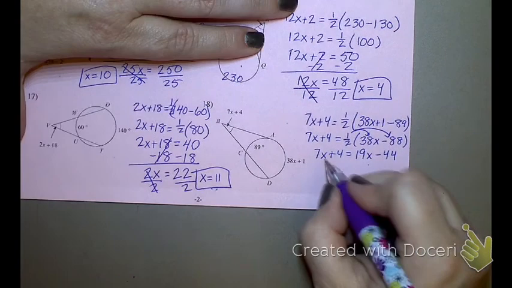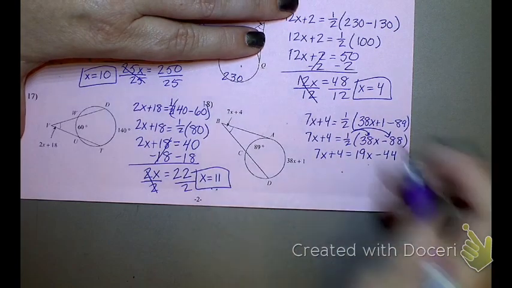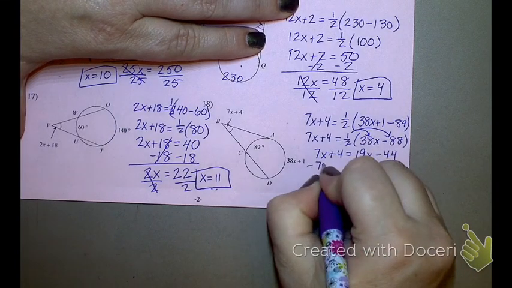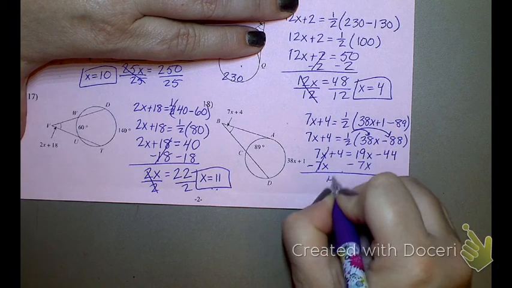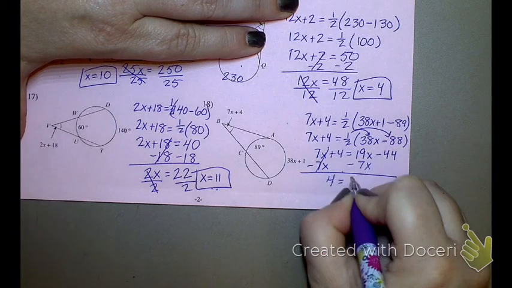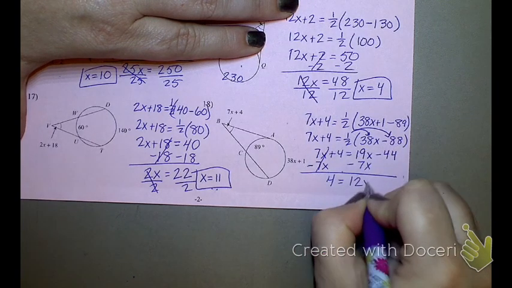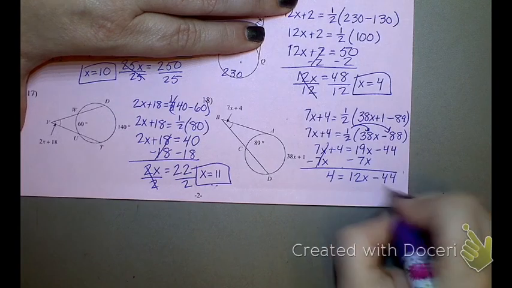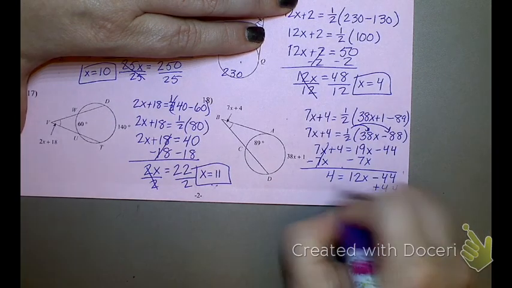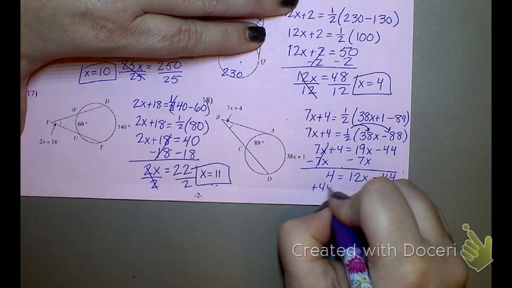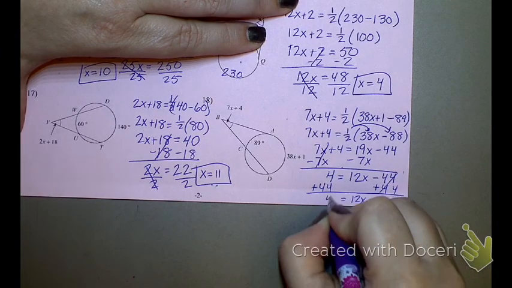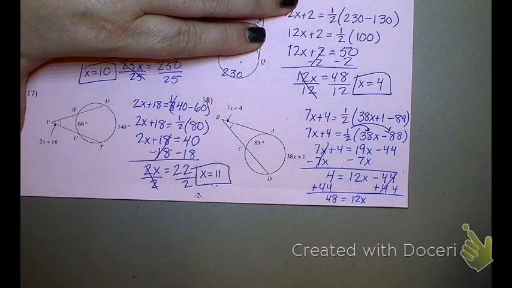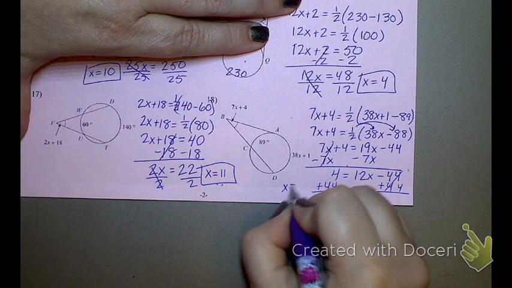Now, do I want to move the 7x or the 19x? To keep things positive, I'm going to move the 7x. Doesn't really matter, but I just like positive numbers. 19x minus 7x is 12x minus 44. I'm going to add 44. 12x equals 48. Divide by 12, and what does x equal? 4. It equals 4 again.